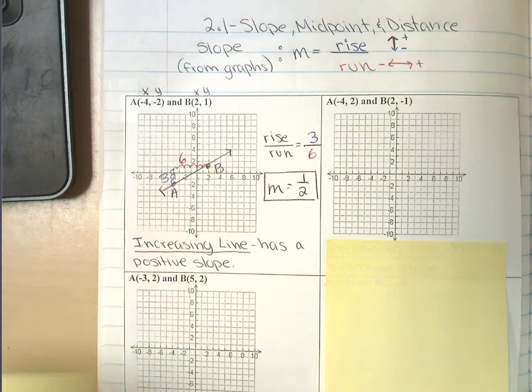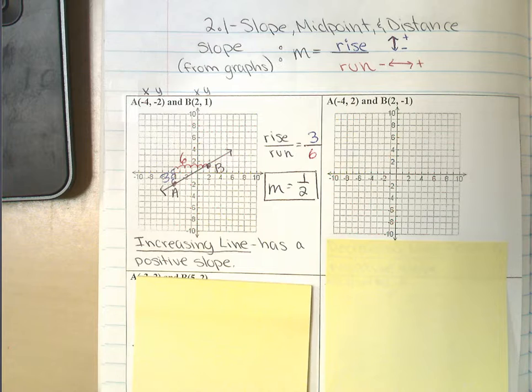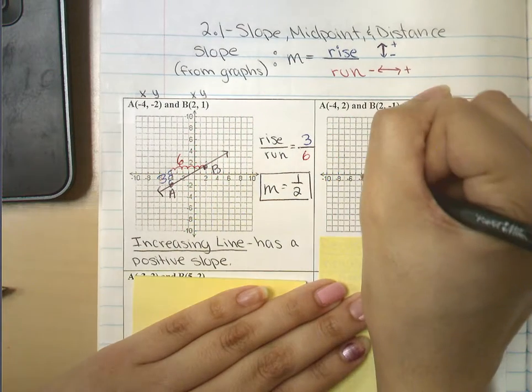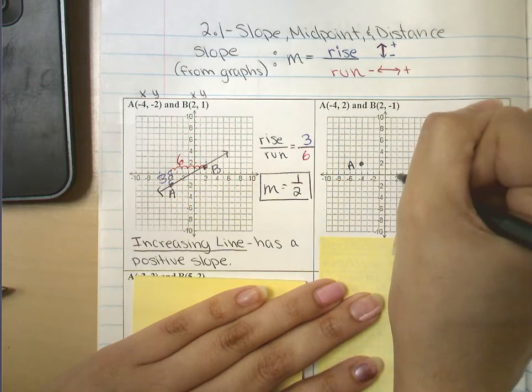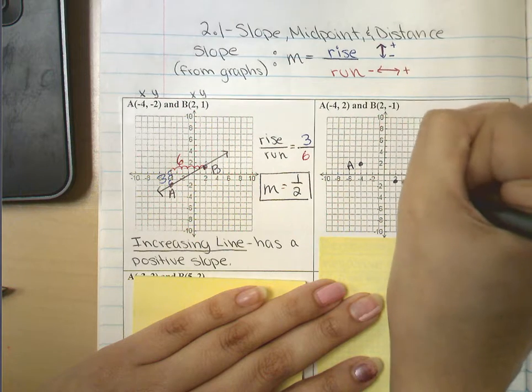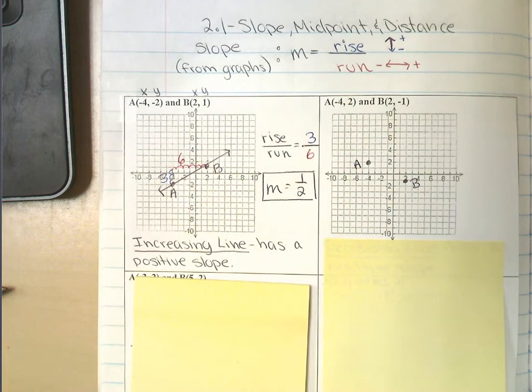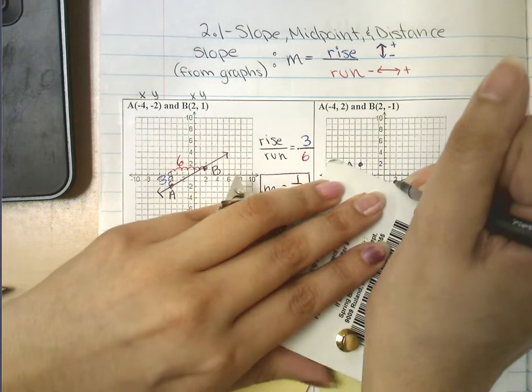Okay, so the next graph that we have, it's gonna be a different type of line. So I'm gonna plot my 2 points. I have -4 and +2 for point A, and then I have 2 and -1. That's B. And again, I just have to connect them with a line.